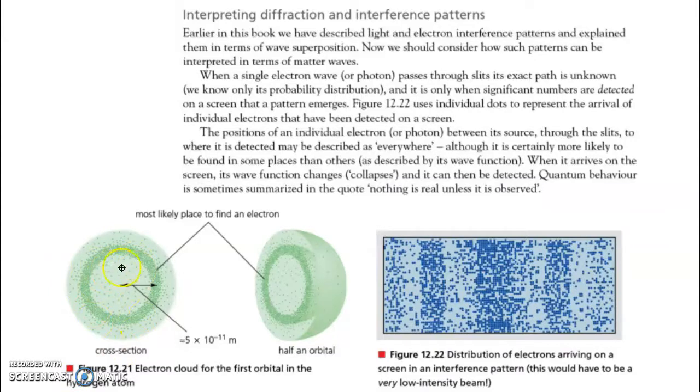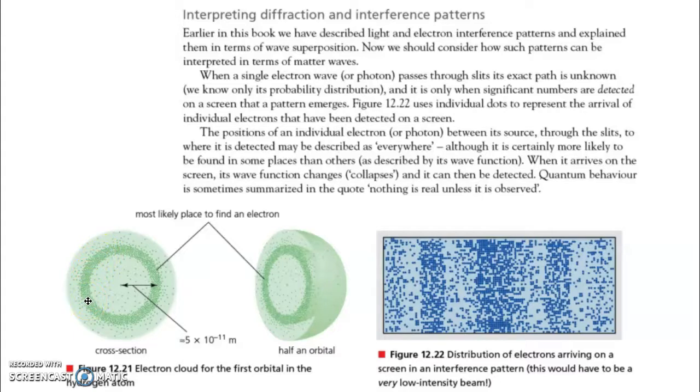Now, these cloud diagrams are another way of looking at this wave function, because they express the probability in terms of the density of the particle diagrams. So you might have seen diagrams like this associated with the wave function and probability. Basically, the density gives you a measure of how likely it is to find a particle in there.